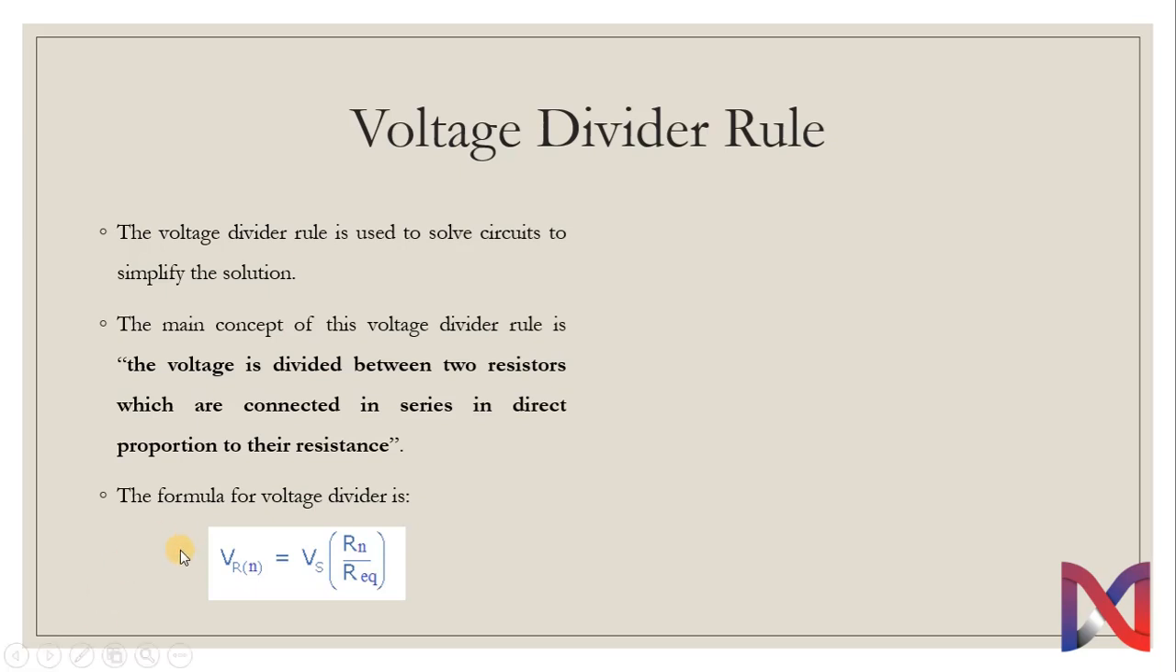Here n represents the number of resistors, that is, if 5 resistors are connected in series, then n will be from 1 to 5. So if you want to find the voltage across the third resistor, then VR3 is equal to Vs multiplied by R3 divided by R equivalent.